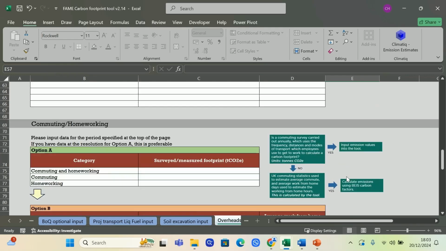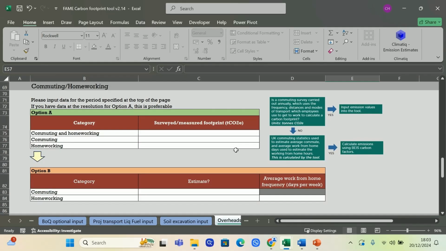So moving on to commuting. Here you have the option of inputting your surveyed or measured carbon footprint, either for commuting, for home working, or for commuting and home working. Or if you don't have that available, then you can ask the tool to make an estimate. So here for commuting, you just say yes, and it's estimated based on the number of employees at all of your offices. And then for home working, you need to input your average work from home frequency, so the days of the week on average that each employee works from home.